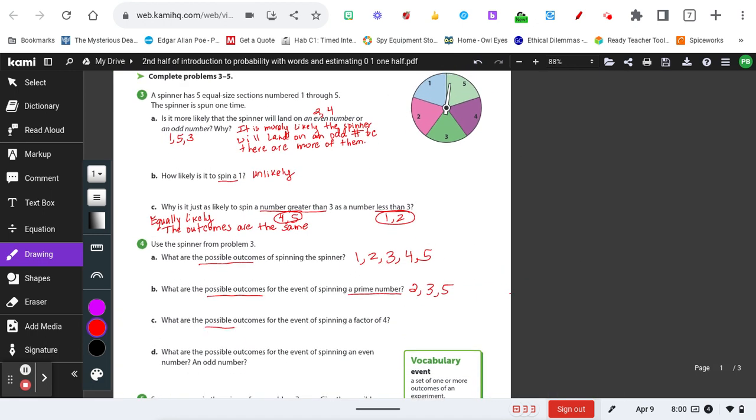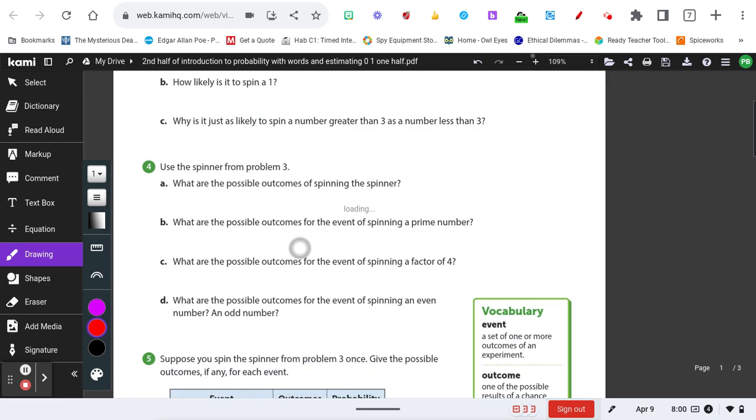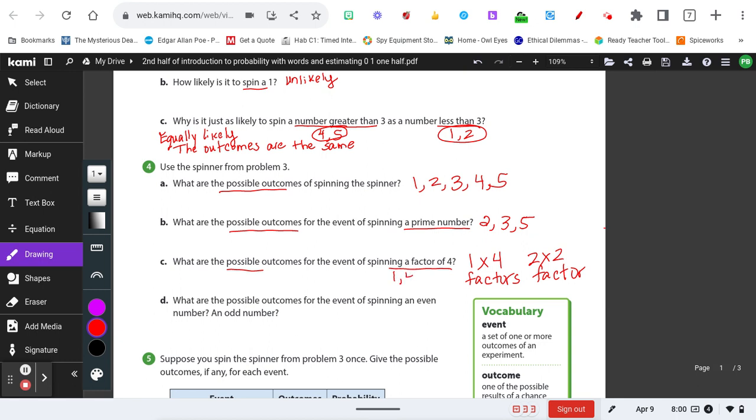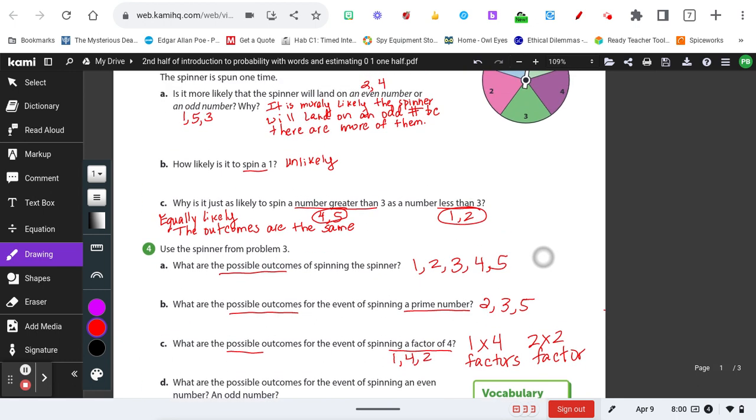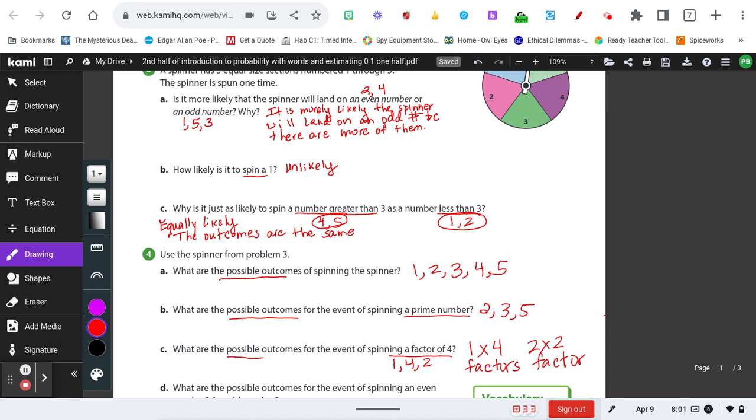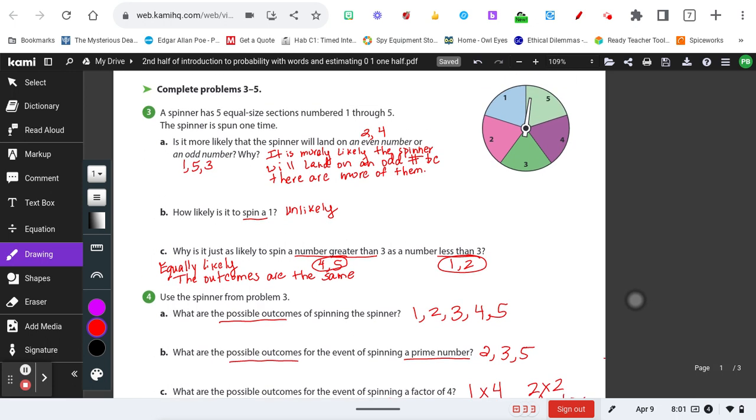All right, what are the possible outcomes for spinning a factor of 4? Factors of 4. Let's see, what are the ways to get 4? 1 times 4. So 1 and 4 are factors. And 2 times 2. So 2 is a factor. So if I look at all the factors of 4, there would be 1, 4, and 2. Those are your possible outcomes of spinning a factor of 4. 1, 4, and 2, guys.